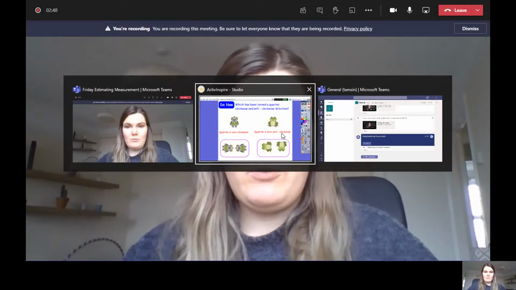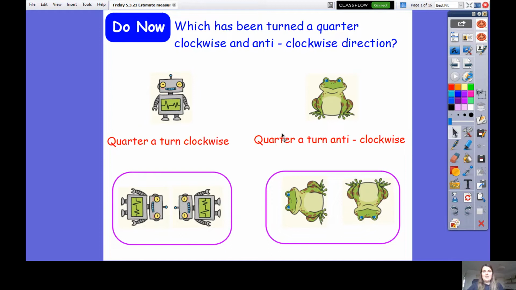Let's do our do now and see if we remember our learning from last time. Now we started looking at clockwise and anti-clockwise turns. Now can you tell me which of these has been turned quarter a turn clockwise and quarter a turn anti-clockwise? Which of the frog has gone quarter a turn anti-clockwise and which of the robots has done quarter a turn clockwise? You're going to put me on pause. All you need to do is point to the correct robot. Okay, putting me on pause now.